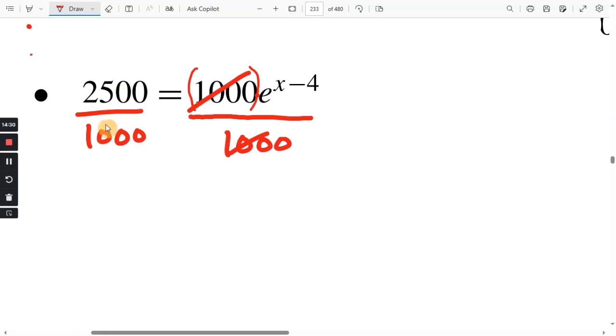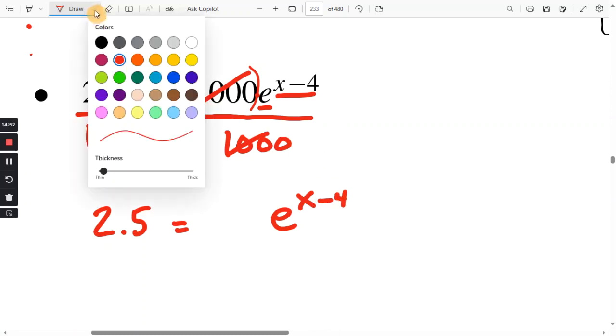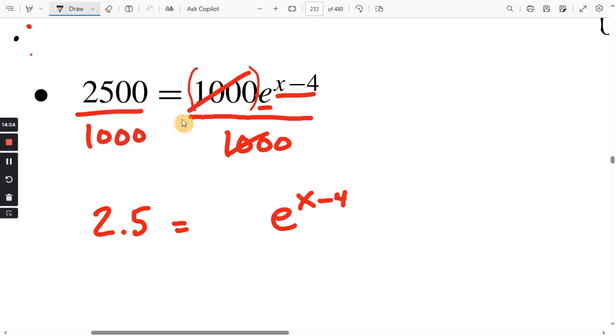If this were a repeating decimal, I would just leave it alone. But 2,500 divided by 1,000 is just going to be 2.5. And that is going to equal e to the power of x minus 4. I'm going to leave a little bit of space here. All I did so far is divide both sides by 1,000. That's all I did.